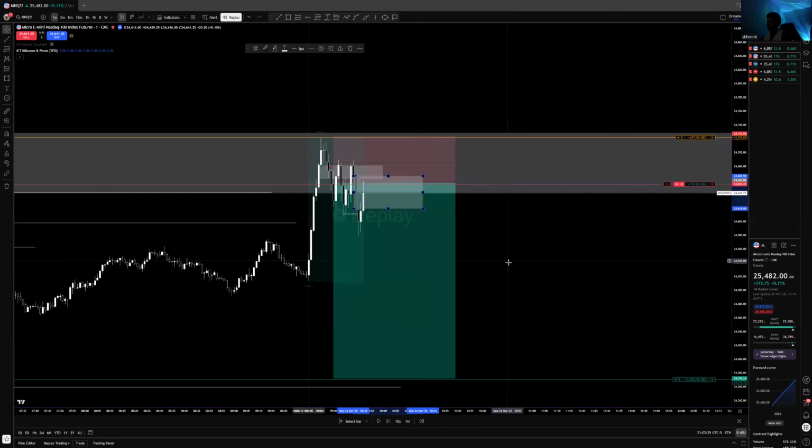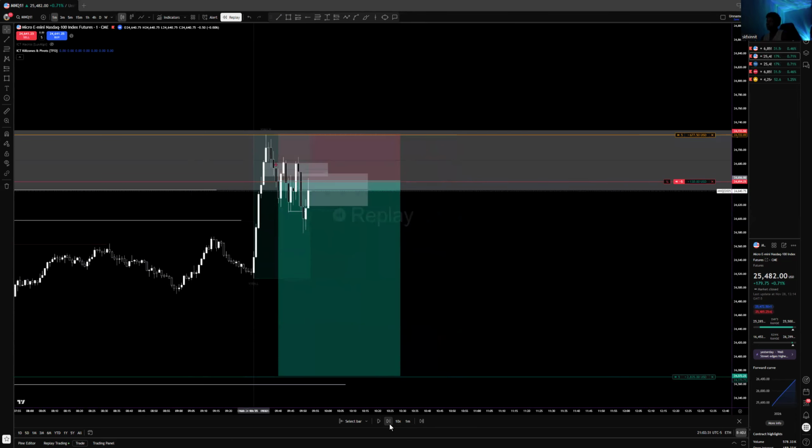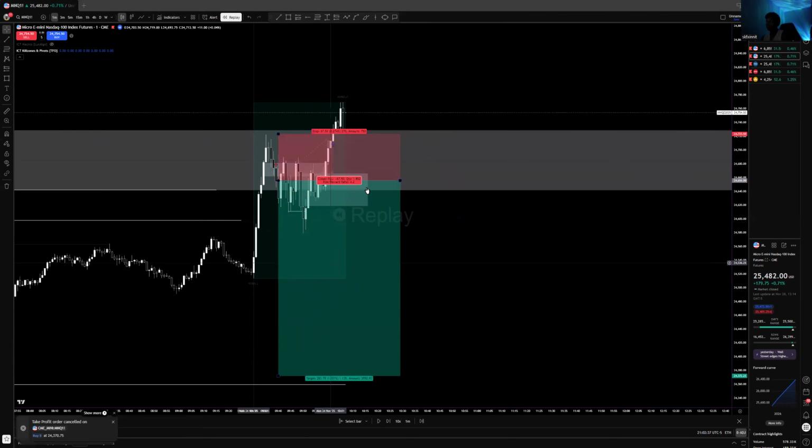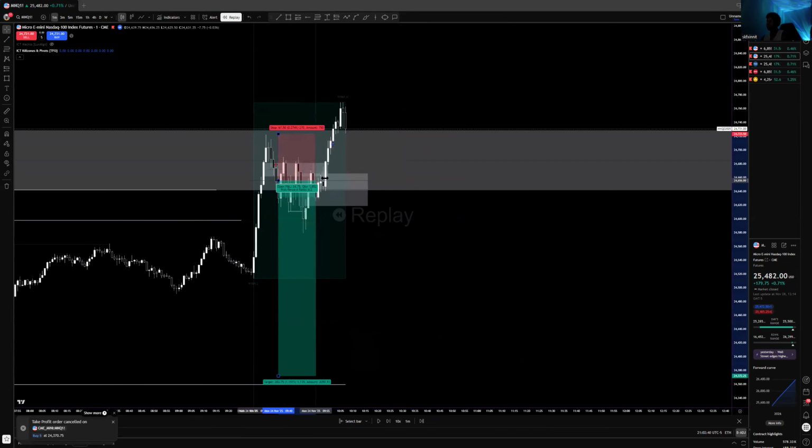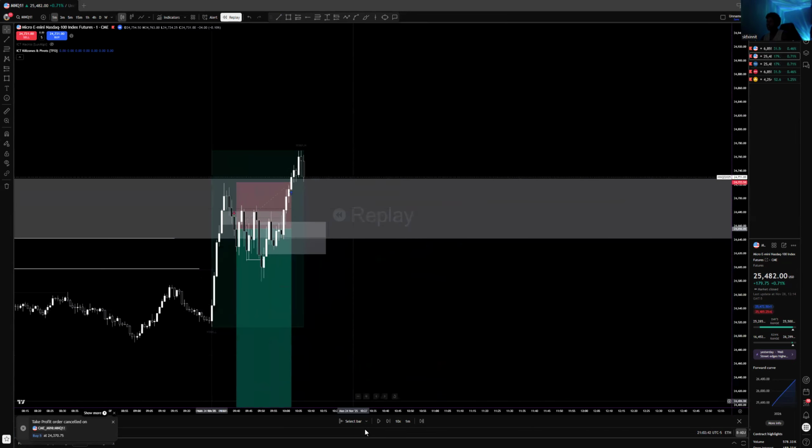I should not close above this fair value gap. If it does, we get, yeah. That's the first trade, a losing trade. So right up there. Why did I lose this trade?